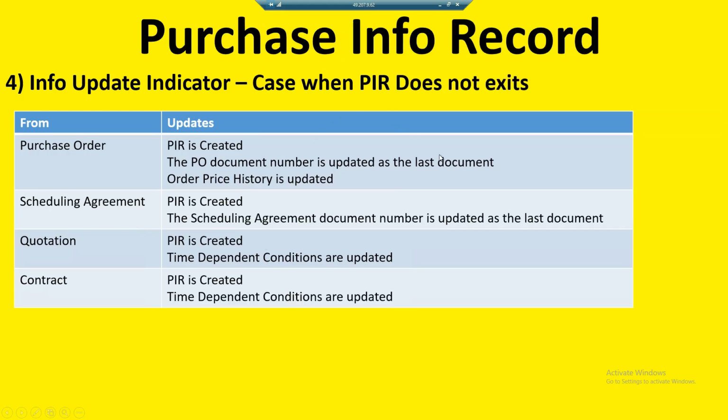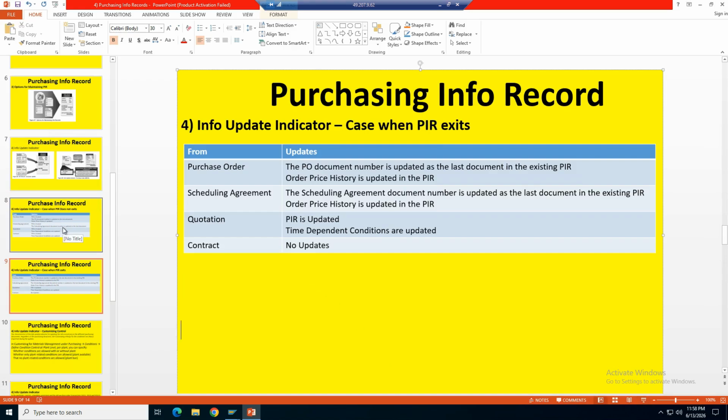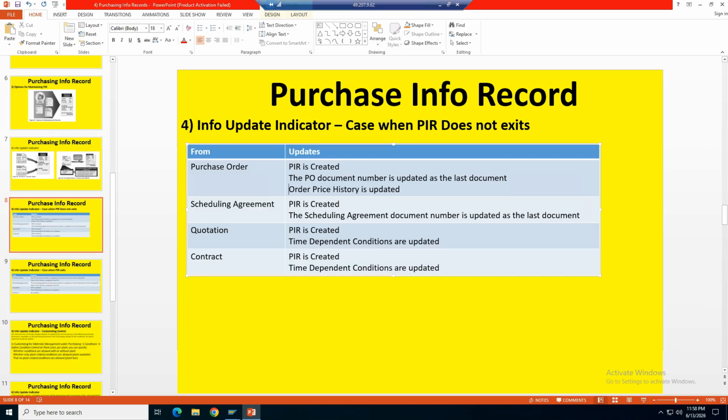Now, if PIR does not exist, what does purchase order do? PIR is created for the first time for a material and vendor. If you are creating a purchase order and have selected purchase info update in the material data tab of item details, PIR is created, the PO document number is updated as last document, and order price history is updated. If you are updating from scheduling agreement, PIR is created, the scheduling agreement document number is updated as the last document, and order price history is also updated.